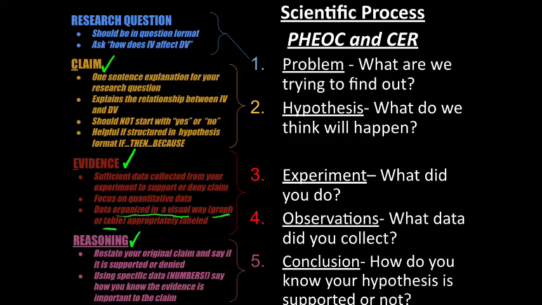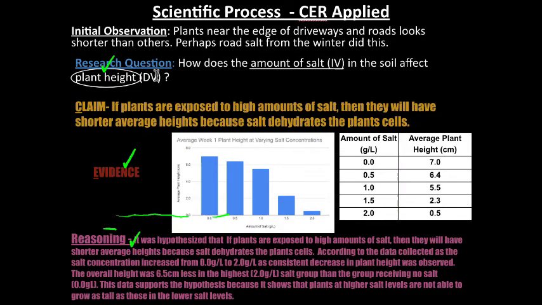So we're going to look at a practice CER here. We will come back to this when we talk about the scientific process and how this all applies in class. But just understand there's an initial observation. We come up with a question. We create a claim. We gather evidence and present it visually. And we have a reasoning section. You could pause the video and go through this step by step if you want. Otherwise, we'll get back to this in class.